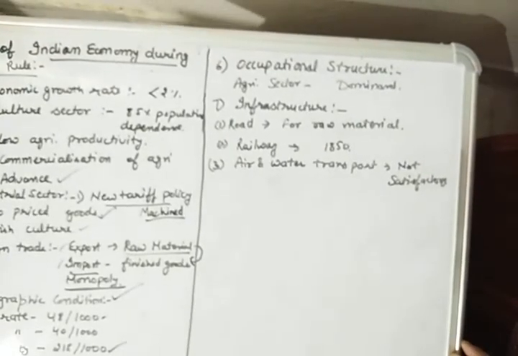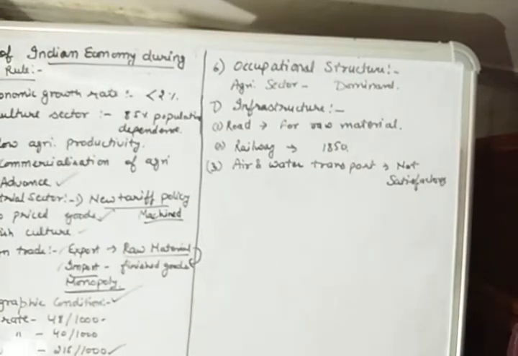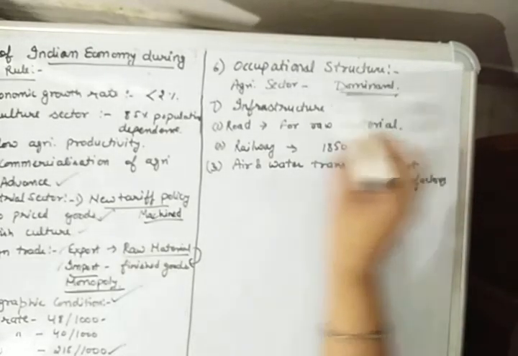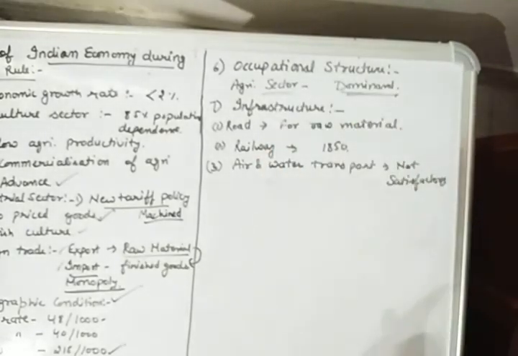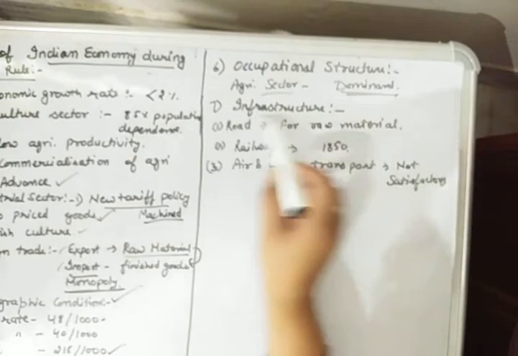Now, after that, the sixth point is the occupational structure. The occupational structure shows that there was a dominance of the agriculture sector. Agriculture was the dominant sector, and it provided occupation to almost 72% of the population. That was huge. Along with that, the last point is the infrastructure of the country.